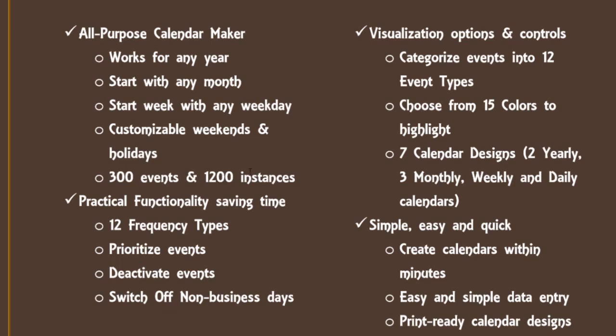And visualization, as I said, it categorizes. You can categorize the events into different event types and assign colors, and you have 15 colors to choose from. And there are 7 automatically created calendar designs and 12 different frequency types of events that you can create. You can prioritize events to decide which colors should show up if you have conflicting events on the same day. You can easily deactivate the event if you don't want one event to display on the calendar just for that one PDF that you want to create. It's very easy to deactivate and activate it again.